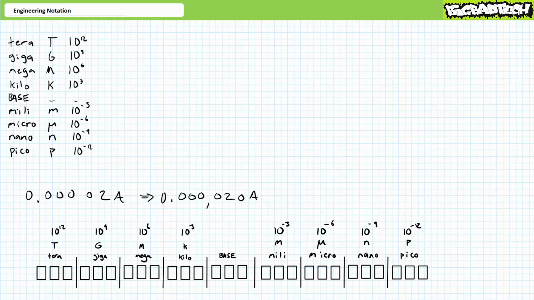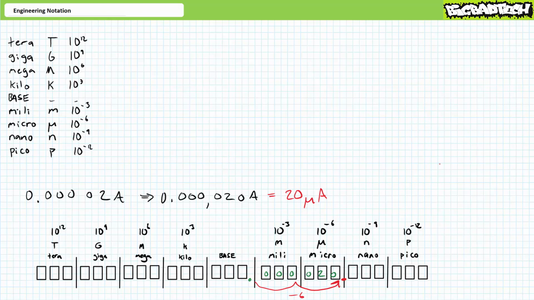Our number of interest is now 0.000020, divided into 2 groups of 3. As previously, if we overlay the number on the vertical columns associated with each engineering prefix, we see it's inside the micro range. If we move the decimal place right 6 spaces, or negative 6 spaces if you will, it gives us a coefficient of 20, i.e. something 1 or greater and less than 1,000. A 6 decimal point jump right is a micro, so this number might be more compactly expressed as 20 microamps.